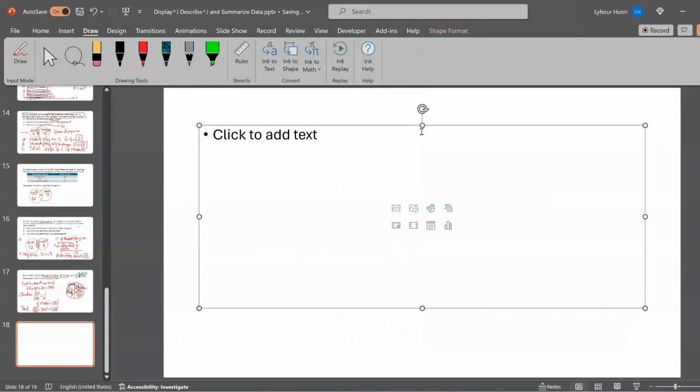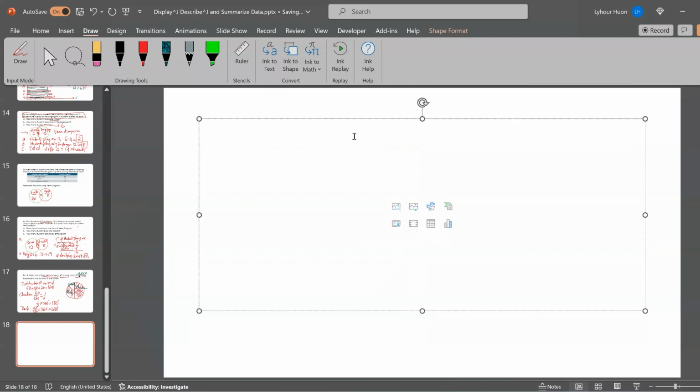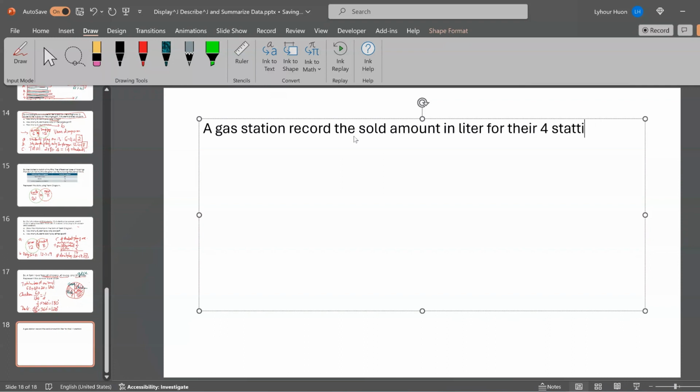Okay, so let's give another example. A gas station records the sold amount in liters for their four stations: A, B, C, and D.